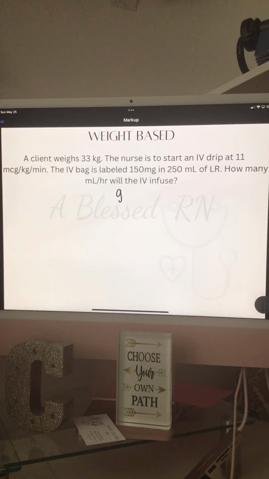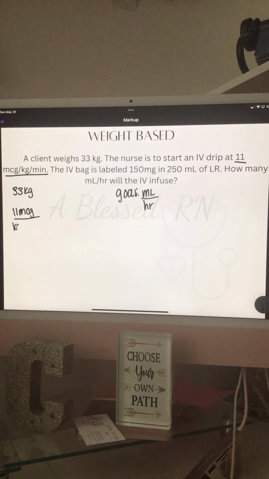So boom. Milliliters per hour. Okay, so we're gonna write out our puzzle pieces. Remember to keep what's together together and what's by itself by itself. So 33 kilograms, boom, that's the patient's weight. Our prescription is 11 micrograms per kilogram per minute. Okay, and then 150 mg is in 250 milliliters, and that's all it gave us, right? So this one needs milliliters at the top.